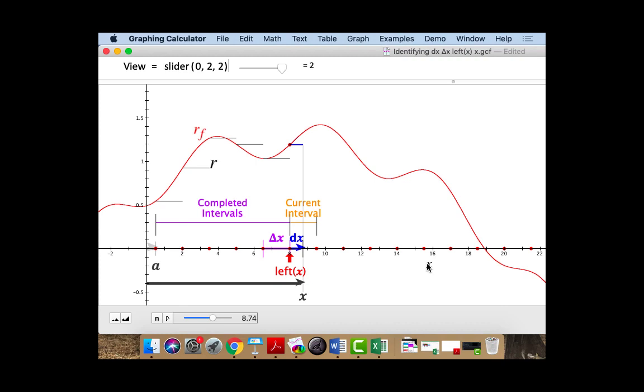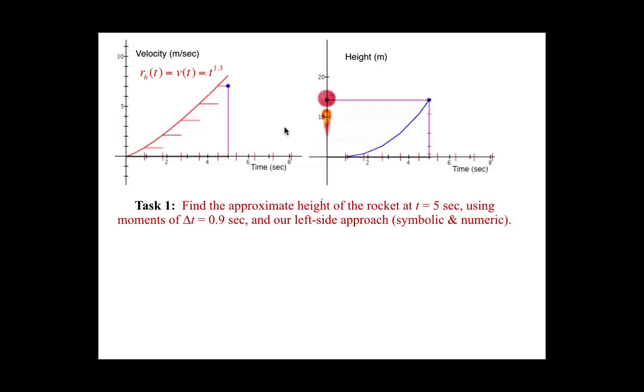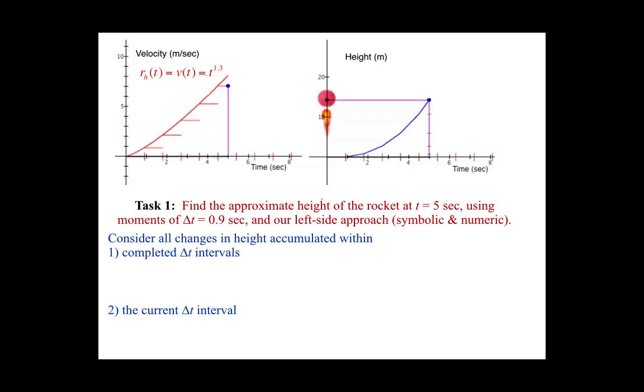All right, so let's get back to the rocket basketball instead of this general view. But our overall goal, again, is to measure accumulation due to a rate that was actually varying all the time, but we'll pretend that it's constant for delta x or delta t units at a time. So we left off thinking about this.